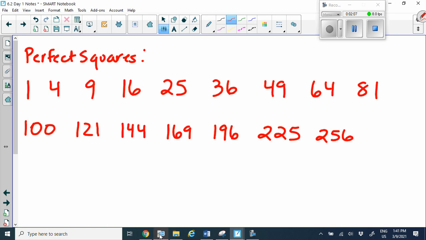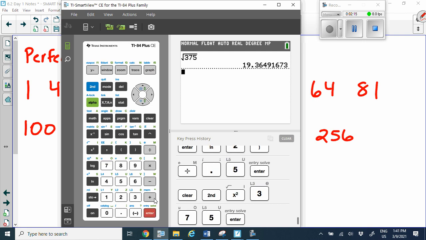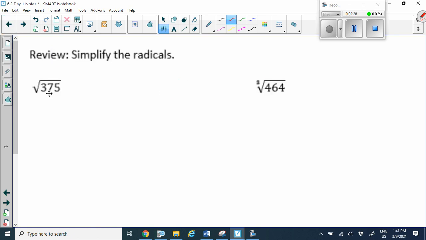Now, you can also use your calculator to determine this by doing second and then x squared and then plugging in 375. Notice we get a decimal. That means 375 is not a perfect square. If it was, we would have gotten a whole number. Okay, so now what we need to do is decide what is the largest perfect square that goes into 375.